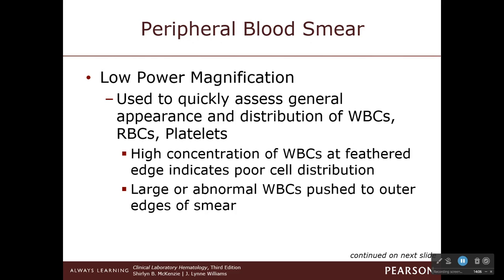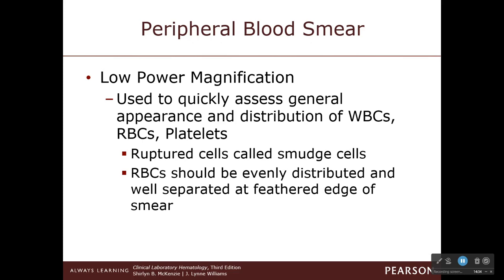A lot of machines, or a lot of places too, have actually fixed their instruments so that they don't print you a printout of the results unless there's an abnormality. Then it'll print you a sheet, and if you get a sheet, you know you need to look at it and say, I need to do a DIF or a morphology. That makes sense. That's kind of crazy, but that's absolutely true. A lot of people do that. Also, you'll see smudge cells, ruptured cells called smudge cells. You guys got to experience this yesterday in the lab with the cell-o-vision.